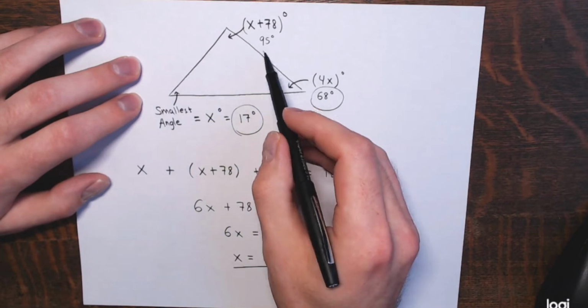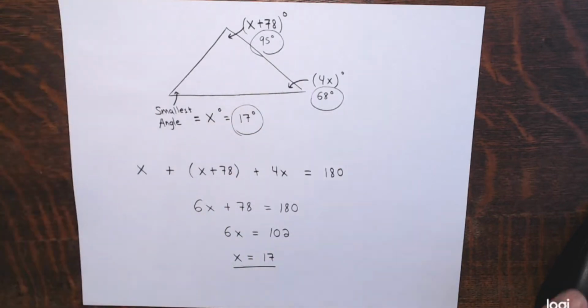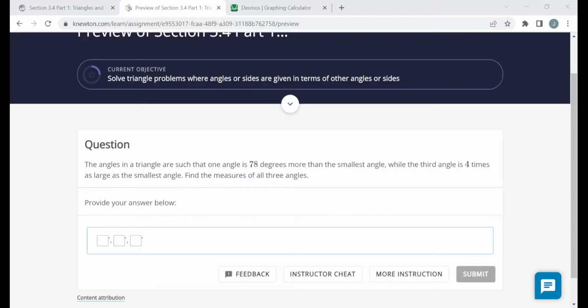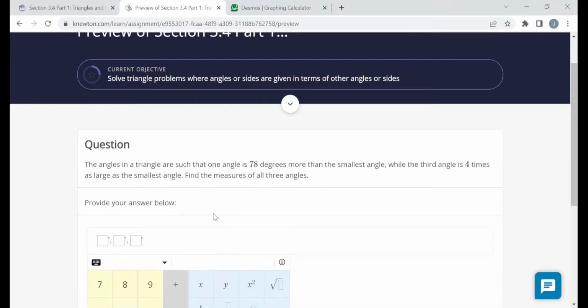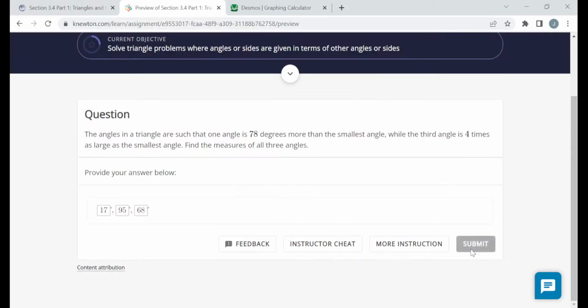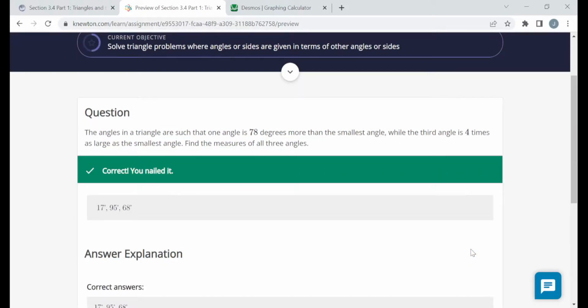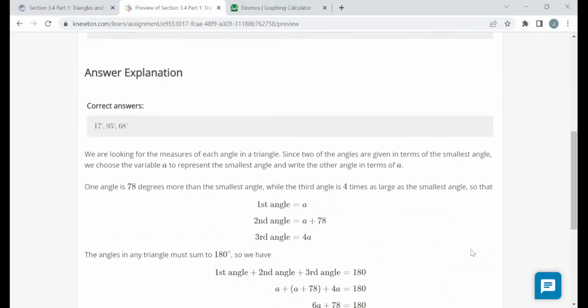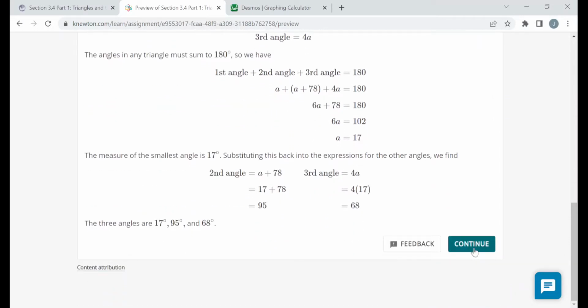Now they already have the degree symbol, so I don't need to enter the degree symbol. I just need to enter the numbers. So yeah, we have a 17 degree angle, then a 95 degree angle and a 68 degree angle. Great. All right, next question.